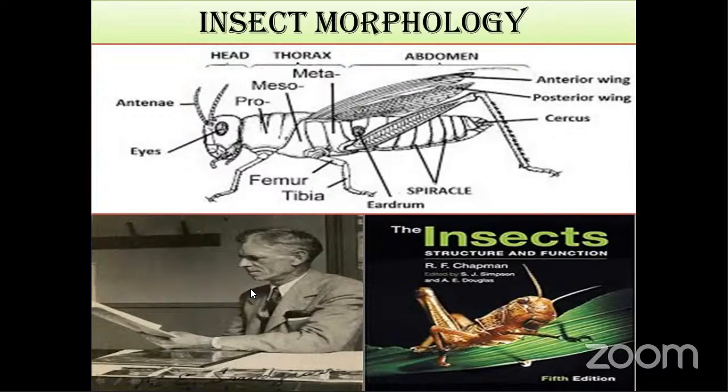R.E. Snodgrass. R.E. means Robert Evans Snodgrass. He wrote the famous book Principles of Insect Morphology. Another famous book is Insect Structure and Function, which was written by R.F. Chapman. So that's all about the introduction of insect morphology.